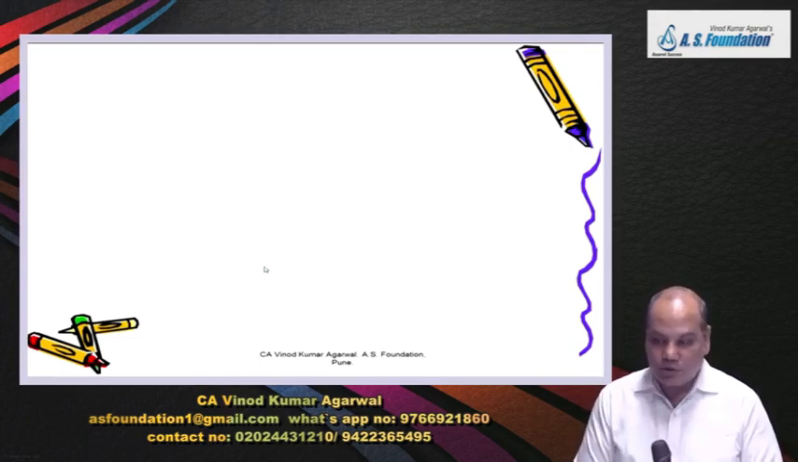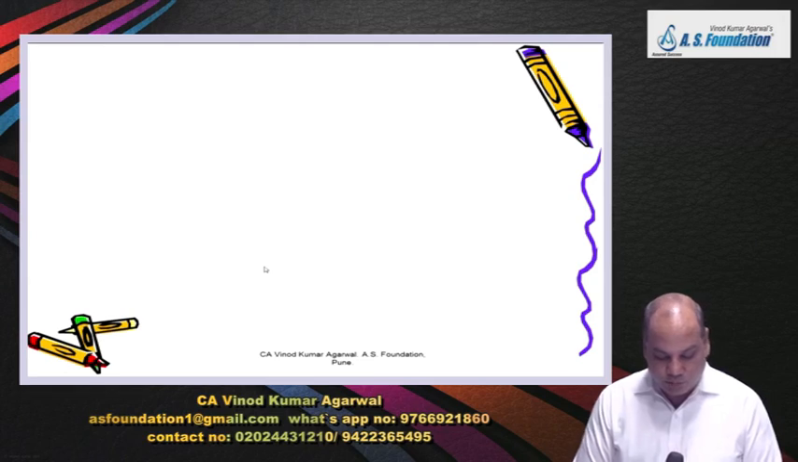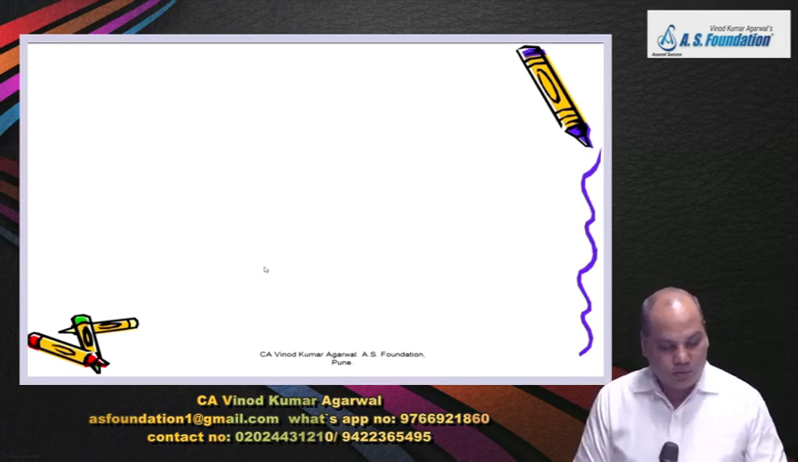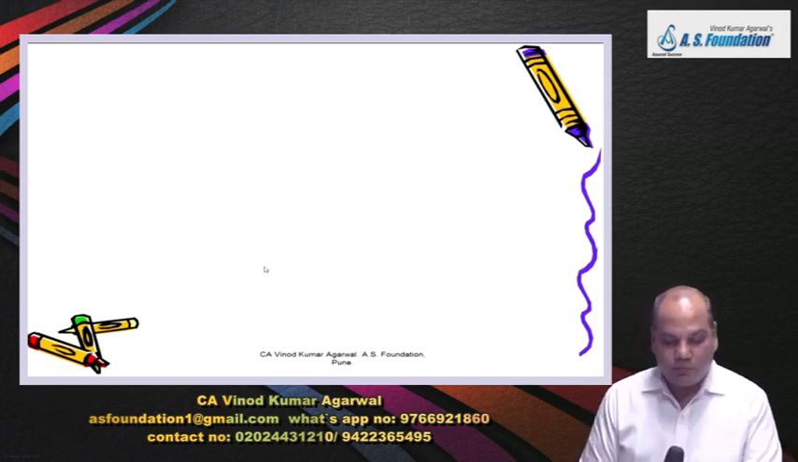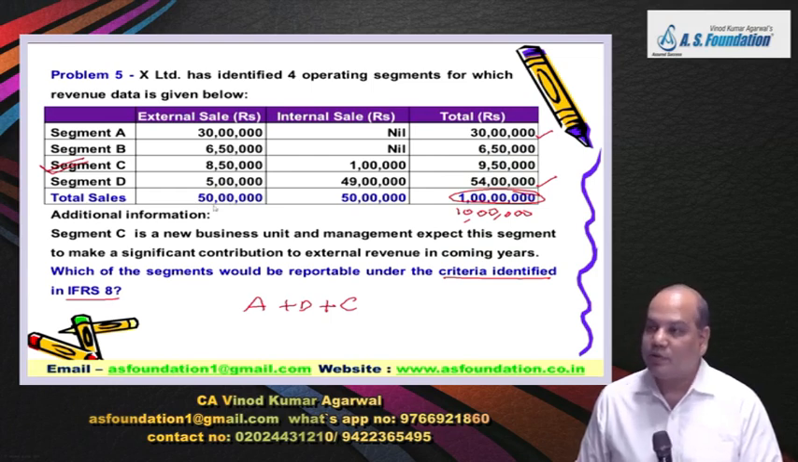The threshold amount is 10 lakh. Segment A and segment D exceed the quantitative threshold. B and C do not meet the quantitative threshold amount and may not be classified as reportable segments. But there is a note, it says, however, we have not done one more test. We have to see what is the total of external sale of A and D. 30 lakh plus 5 lakh, 35 lakh, divided by 50, 70%.